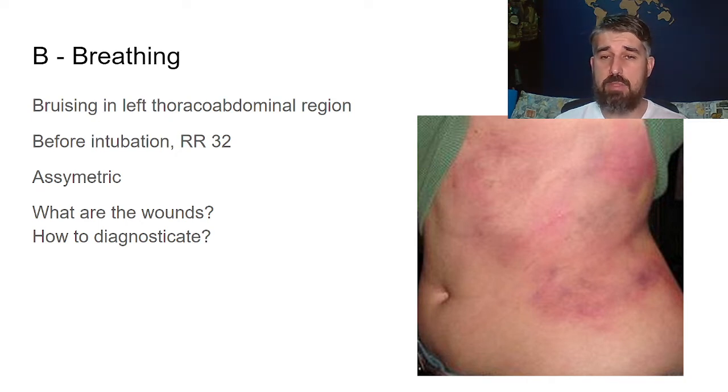What are the wounds that we are thinking of? Pretty much when we think about thoracic trauma, we will think about pneumothorax, hemothorax, or pulmonary contusion. It's pretty much the three main lesions we can see in this patient. And how do we make the diagnosis?